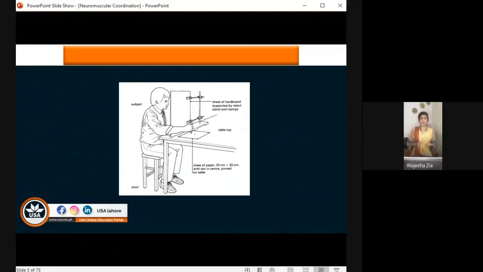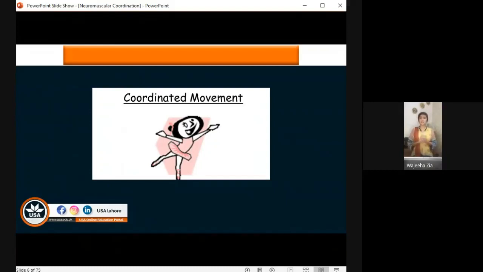In this diagram, you can see a person sitting on a stool. He is holding a pen which is attached with a clip and a stand, and he is writing something on a paper. When he is writing, he is able to draw something, that is the accuracy. And he is able to produce that complete activity, that is the purpose, and the integrated action requires postural efficiency, as he is also keeping his back, neck, and head in the right position. So all the integrated action of all the muscles to complete a smooth, accurate, and purposeful activity is termed coordinated movement.